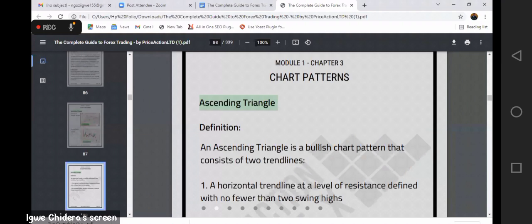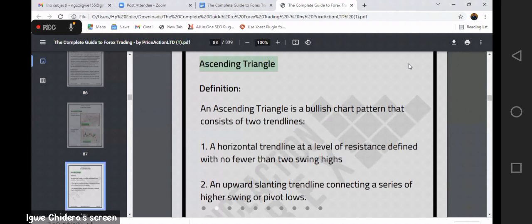Ascending triangle. We have ascending triangle and we have descending triangle. All right, now we will start with ascending triangle. An ascending triangle is a bullish chart pattern that consists of two trend lines. Now, that person that I say made a mistake, that is a symmetrical triangle. The triangle with a horizontal line that you draw is an ascending triangle. Let me remind you, that triangle you draw is what? Ascending triangle. But let's read the definition for you.